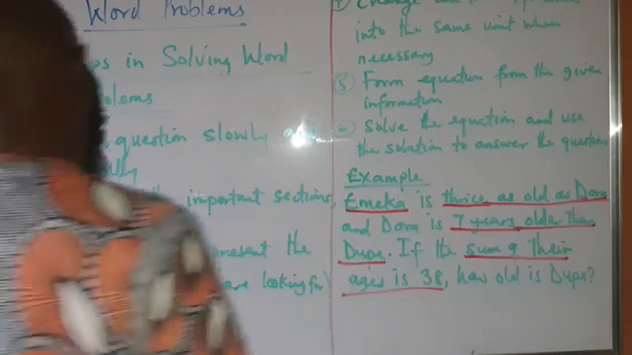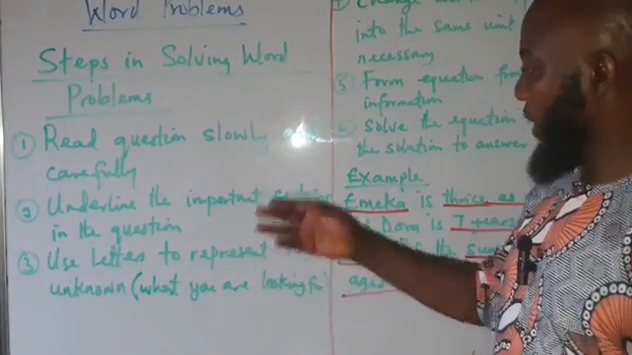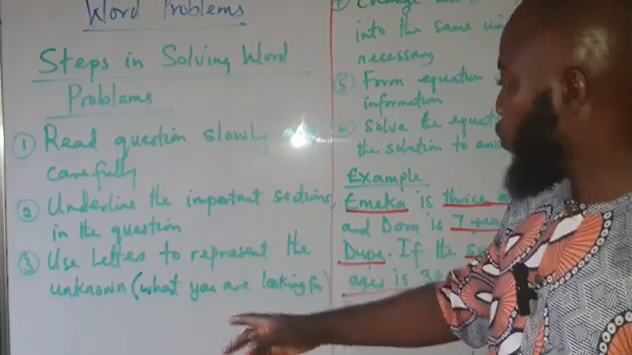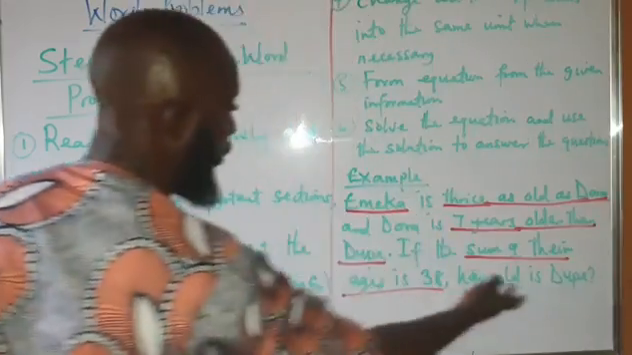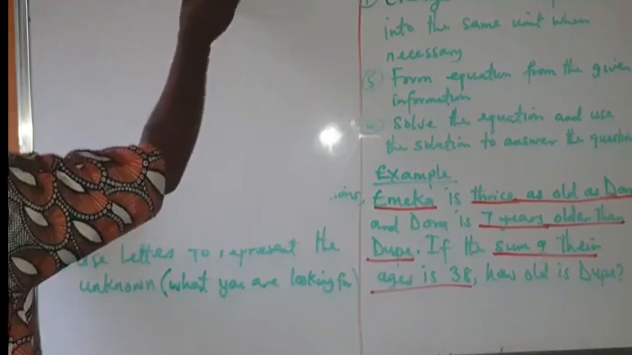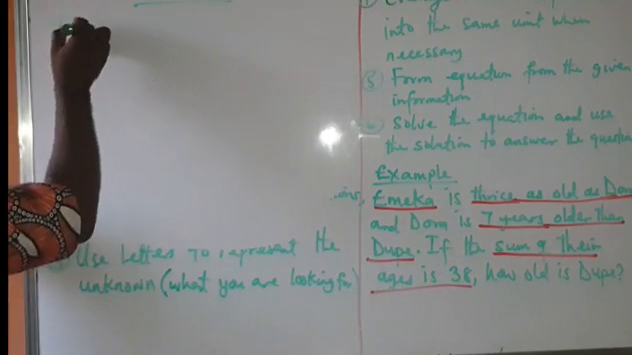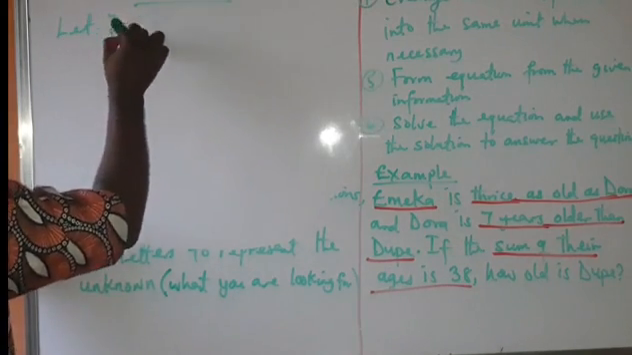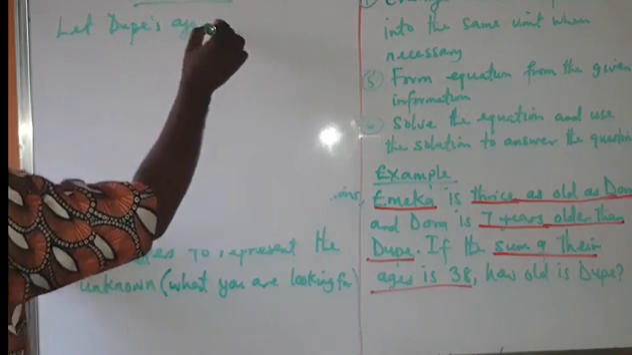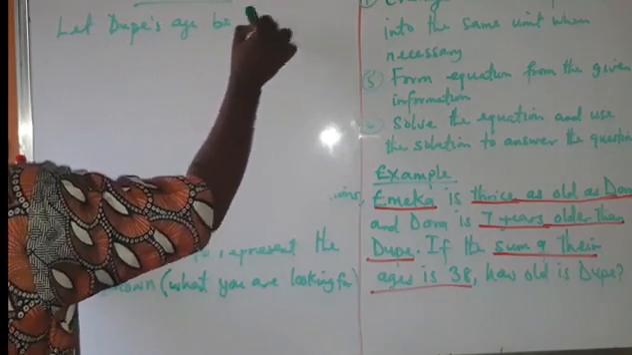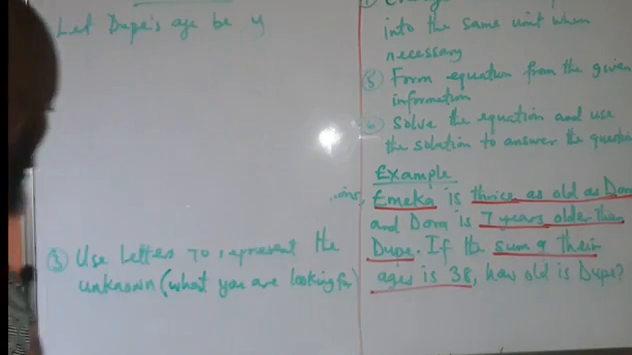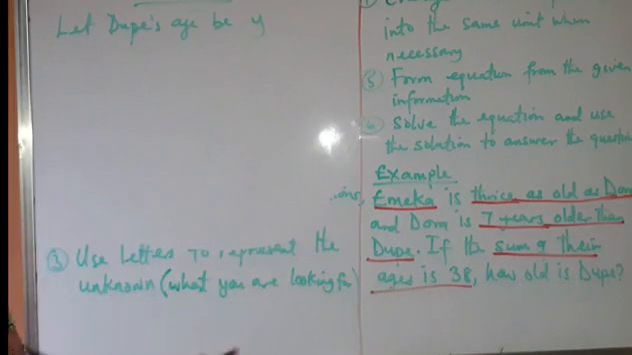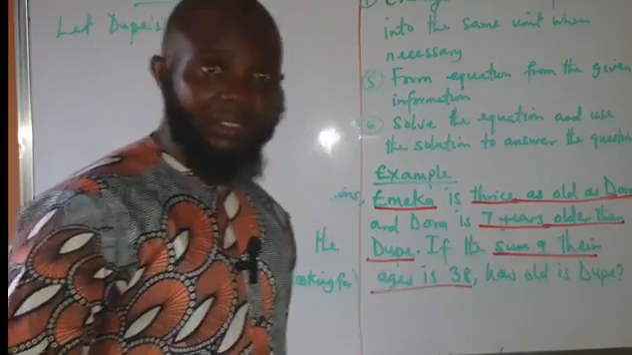Then the third part is: use letters to represent the unknown. That is what you are looking for. What are we looking for here? We are looking for the age of what? Dupe. We have started solving now. So it should now be: let Dupe's age be y. Let Dupe's age be y. So we use a letter to represent the unknown. The unknown, what we are looking for, is Dupe's age.